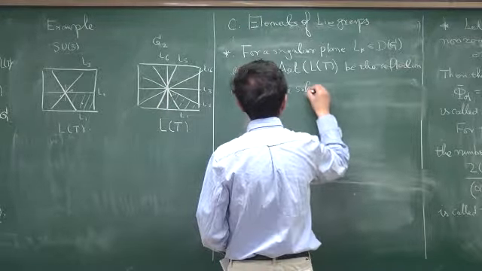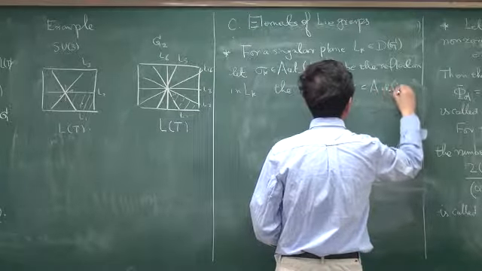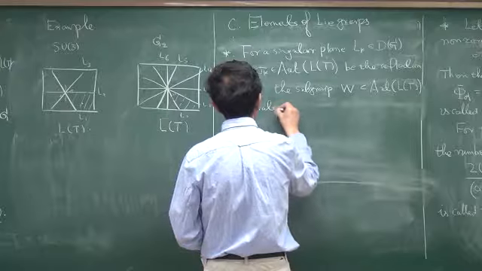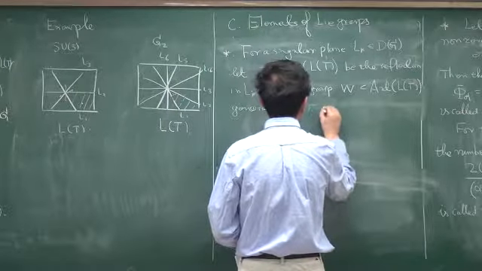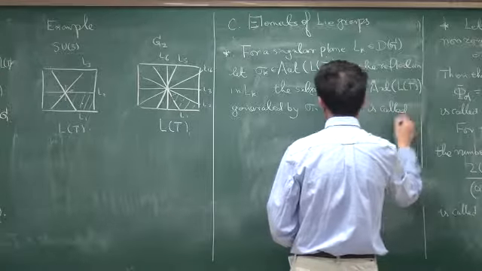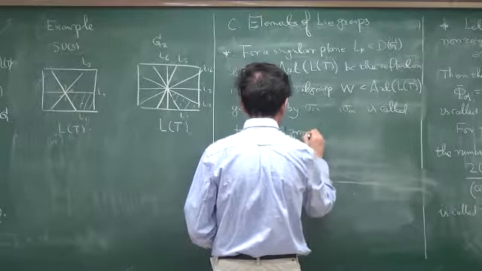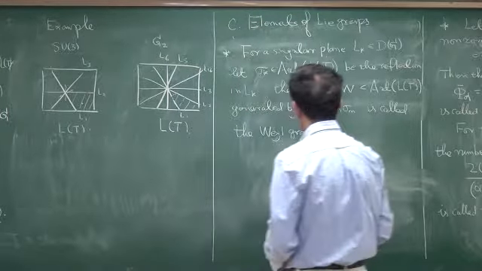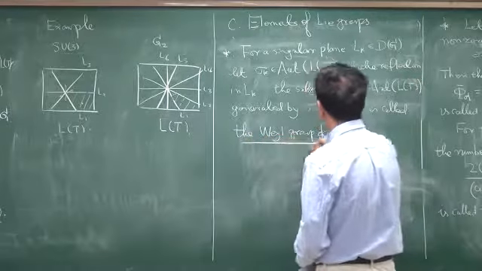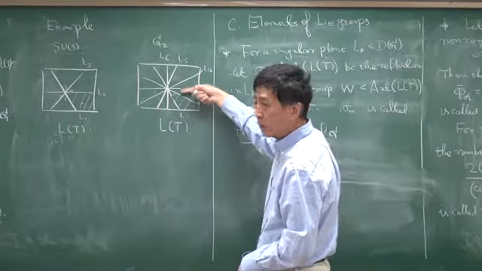Then the subgroup generated by these reflections is called the Weyl group of G. From the definition, it seems that this Weyl group has many generators, one-to-one corresponding to these hyperplanes.